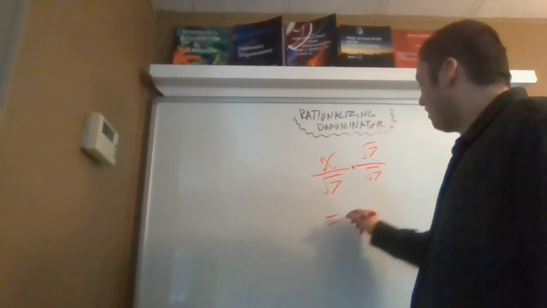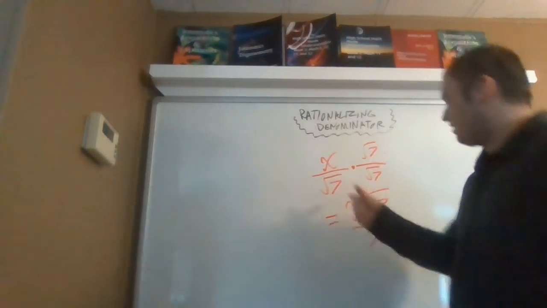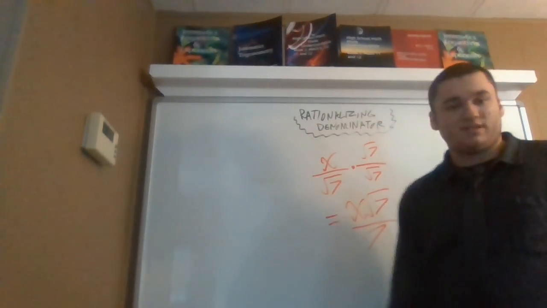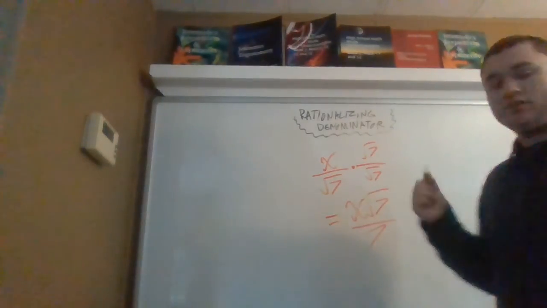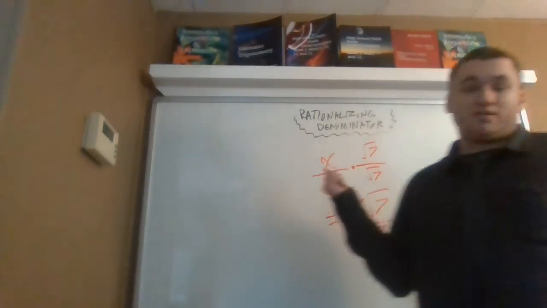x square root 7 all over 7. And as you can see, two identical radicals multiplied by each other result in what's inside the radicand itself. So we get left with x square root 7 divided by 7 as a result. So that's how you simplify radicals: you rationalize them.